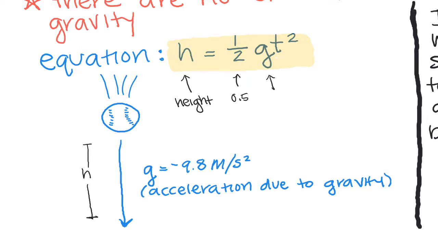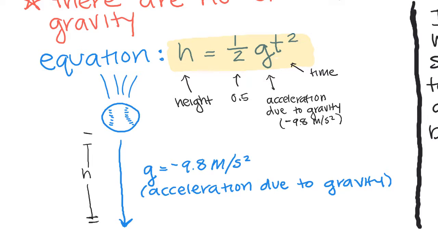Gravity, g, is equal to the acceleration due to gravity. And that is always going to be equal to negative 9.8 meters per second squared. And then t, you should be familiar with t. That is the time it takes for the object to fall from the start to the end of that height.